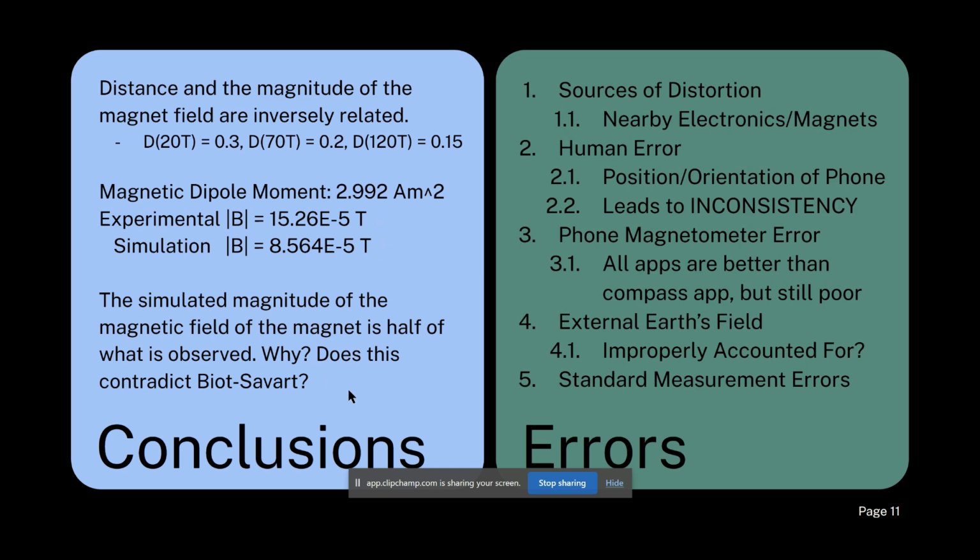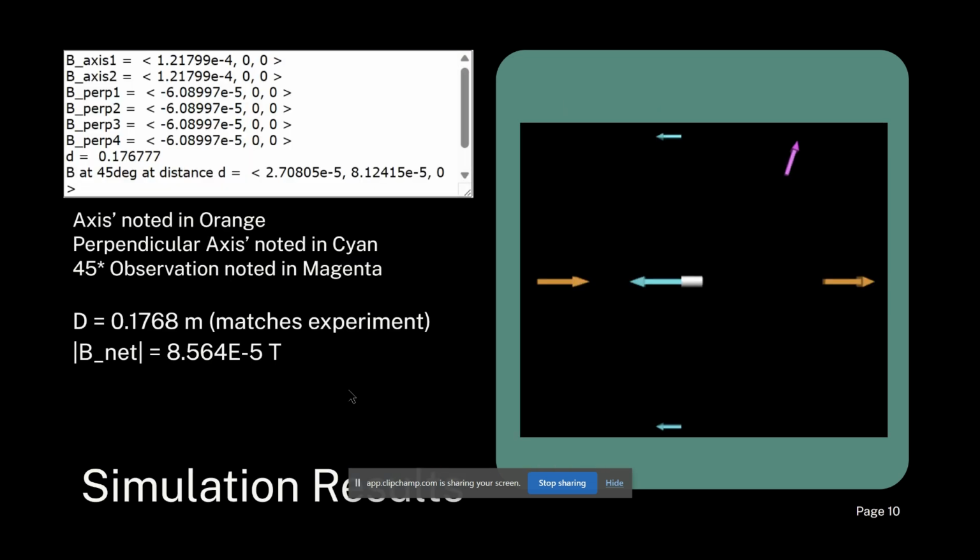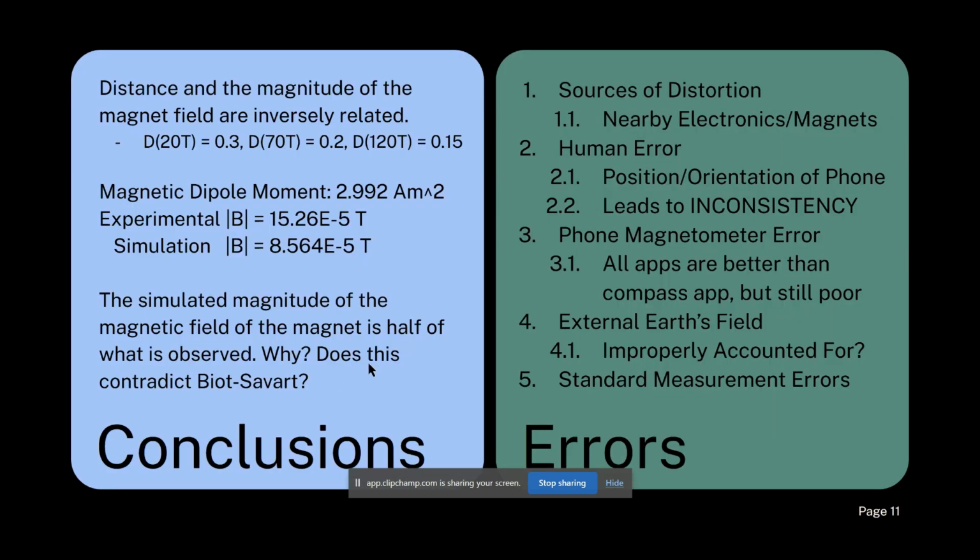In my opinion, I think there's some issue with one of the equations somewhere. It could be in the Excel sheet. It could be in the assumed equation here. It could be anywhere, but the fact that it's about double and it lines up pretty well, to me, demonstrates that there is something wrong. It could also be any of these sources of distortion: human error, phone magnetometer error, so just the apps being kind of bad and the phone being kind of bad, but also the external Earth's field not being properly accounted for. Is that possible? Absolutely.